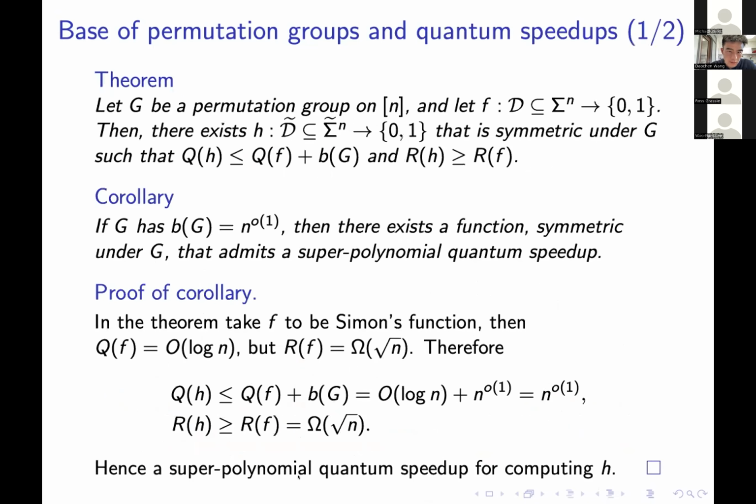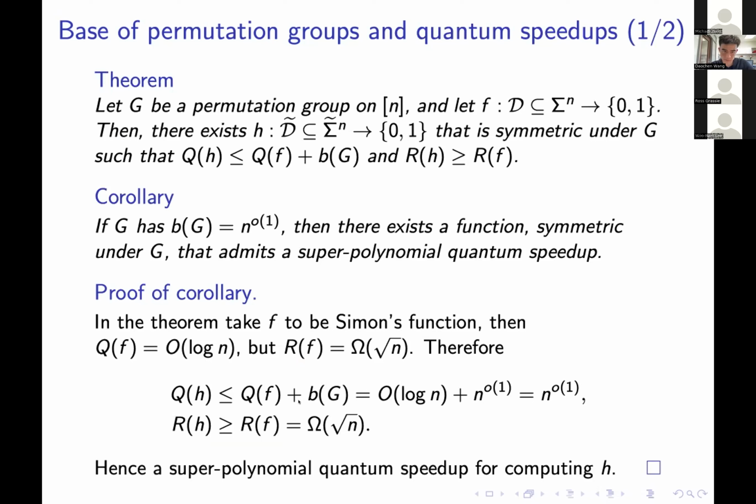So what do bases have to do with quantum speedups? Here's a theorem in our paper. Let G be a permutation group on bracket N, and let F be a function. We show that there exists an H that is symmetric under G, such that the quantum query complexity of H is at most the quantum query complexity of F plus the base size of G. And on the other hand, the randomized query complexity, or the classical query complexity, of H is at least the classical query complexity of F.